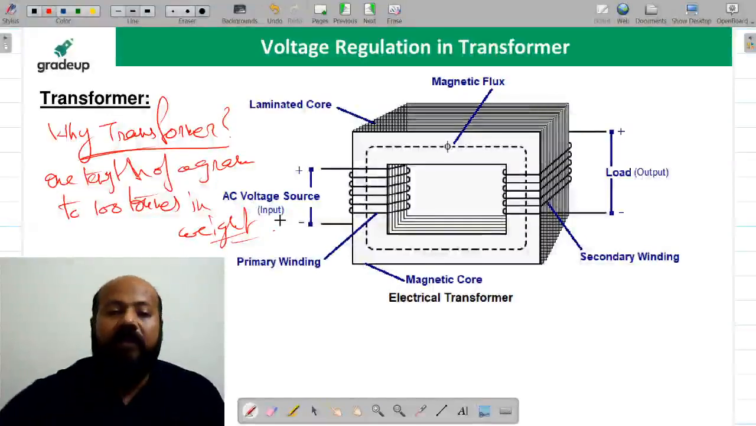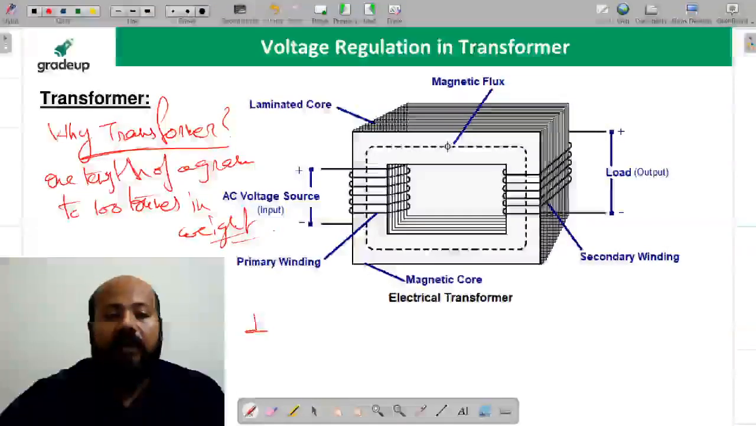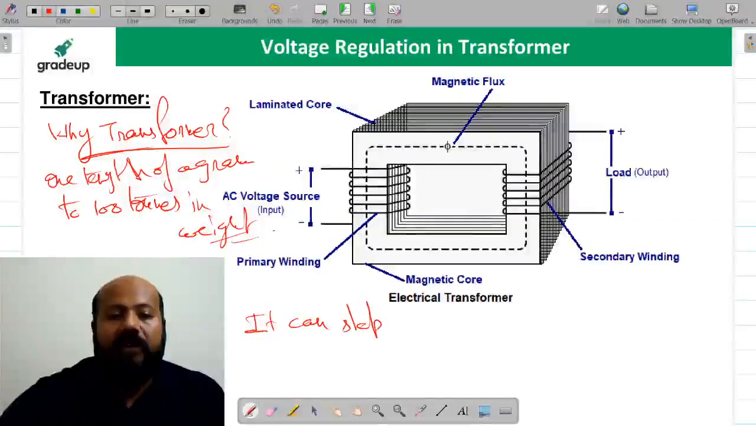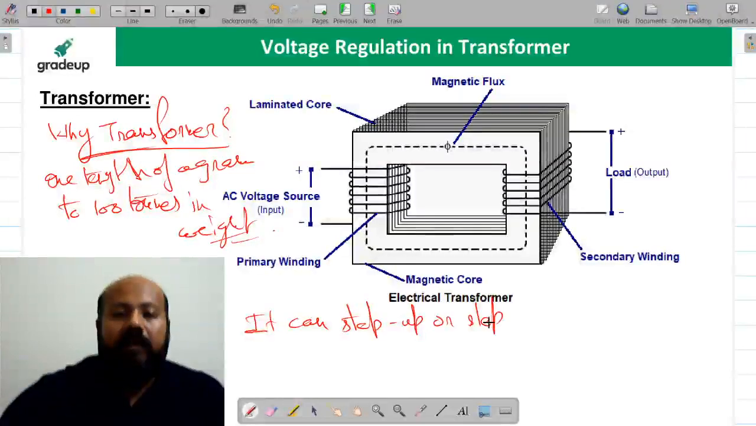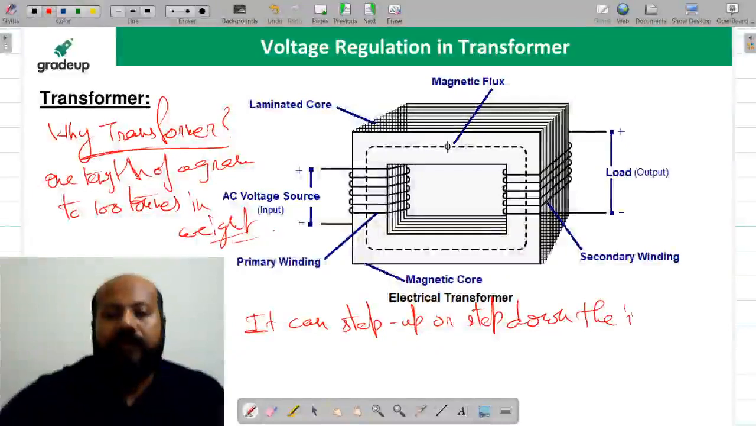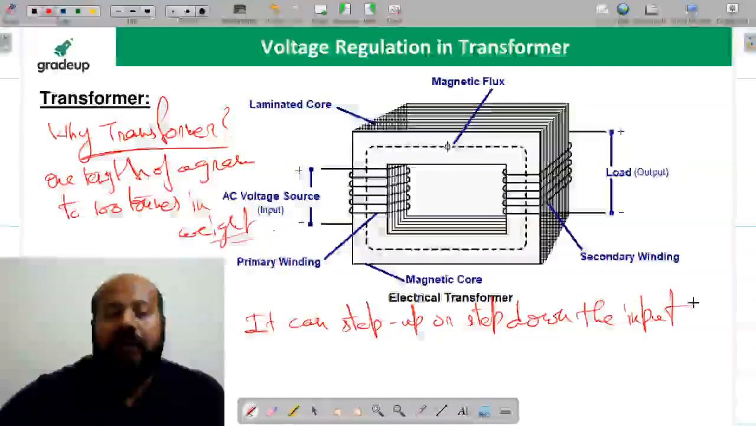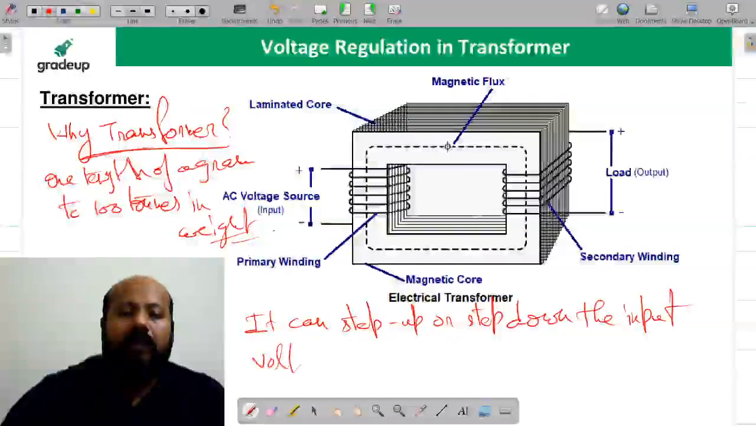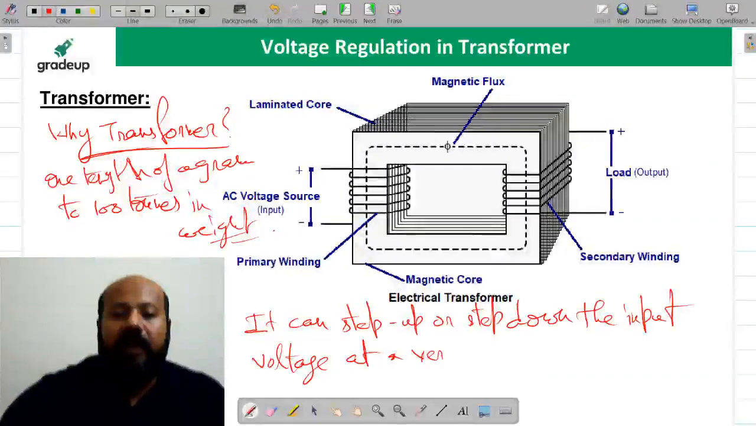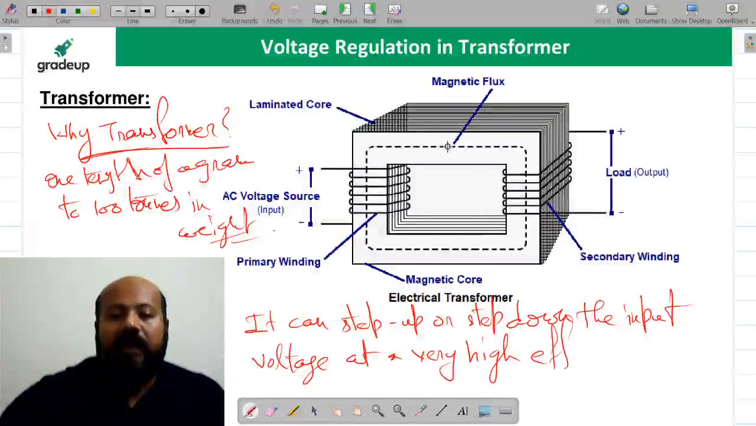What is the beauty of this device? It can step up or step down the input voltage at a very high efficiency. At a very high efficiency.